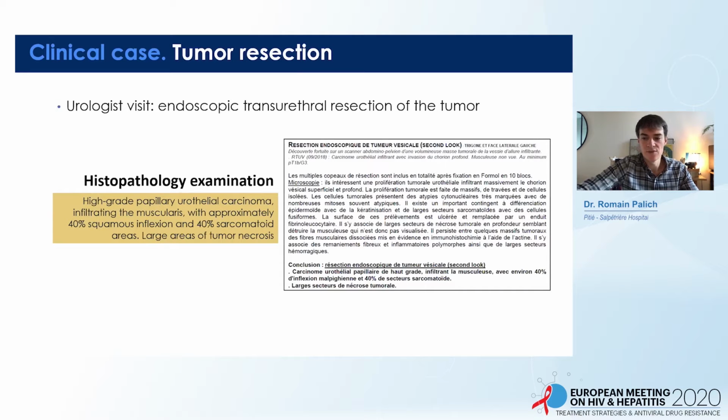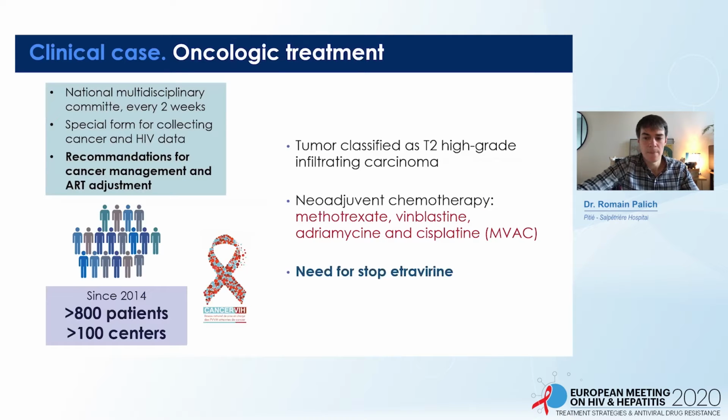A tumor resection was performed by endoscopy, and the histopathology examination shows a high-grade papillary urothelial carcinoma with necrosis infiltrating the muscularis. So the tumor is classified as a T2 high-grade infiltrating bladder carcinoma.